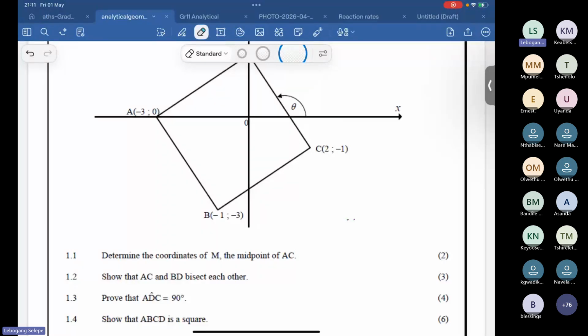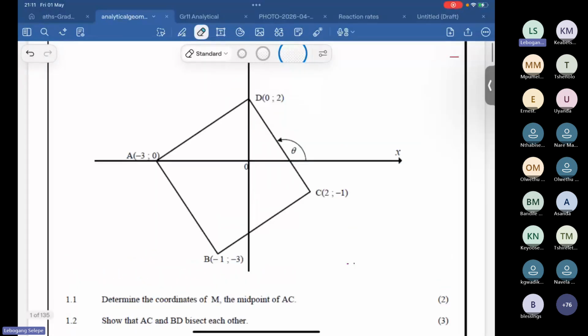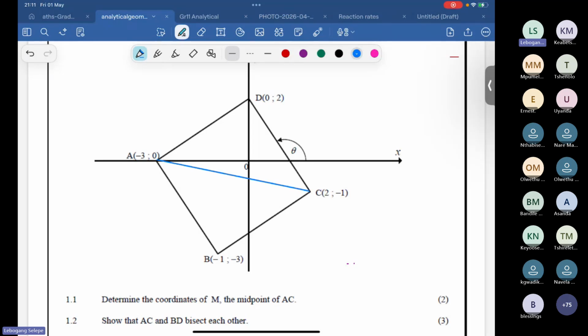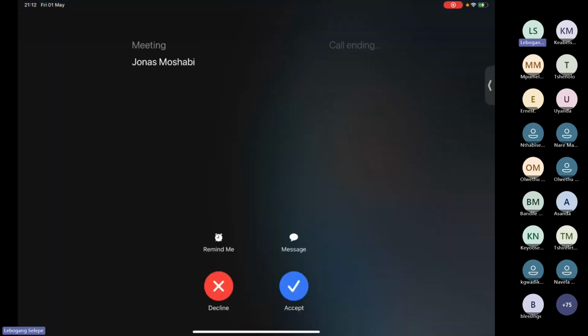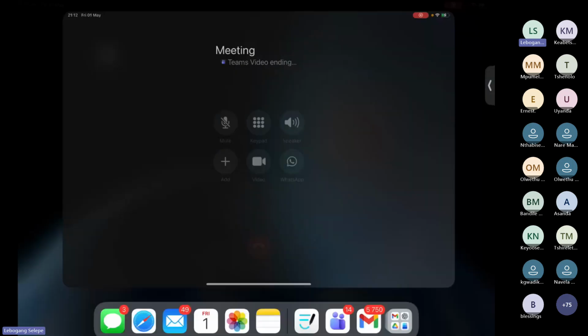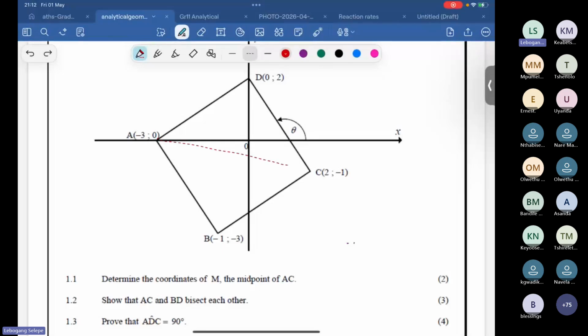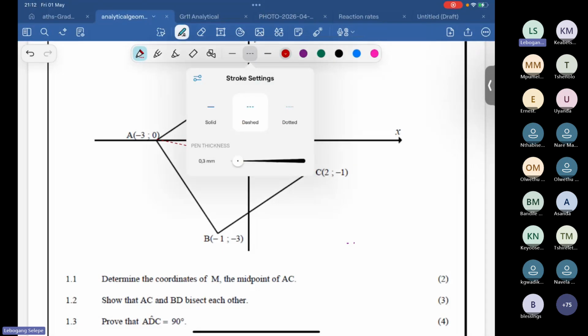How do we do that? Anyone? You use the gradient formula. Right. So I'm trying to calculate the coordinates of the midpoint of AC. You can see on the diagram that we do not have AC. I just constructed AC. That's what I meant when I said we do a lot of construction in analytical geometry. So you're going to have to construct AC and then think to yourself that you're calculating the midpoint.